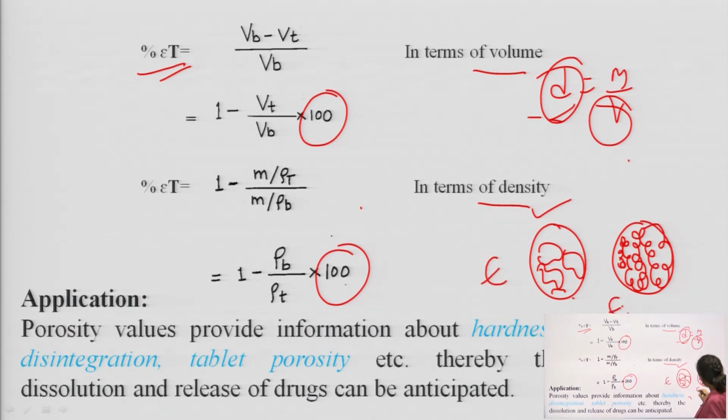Epsilon, this is epsilon. This is tablet number 1, this is tablet number 2. Tablet number 1 has less porosity, and tablet number 2 has more porosity. The tablet which has a high porosity will disintegrate more easily and will dissolve more easily as compared to the tablet having the low porosity.